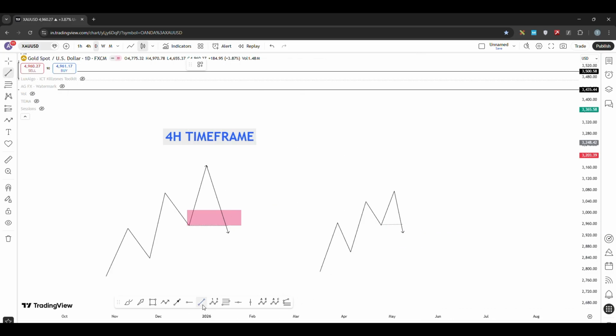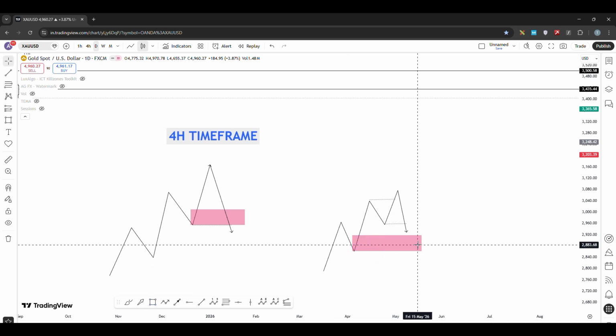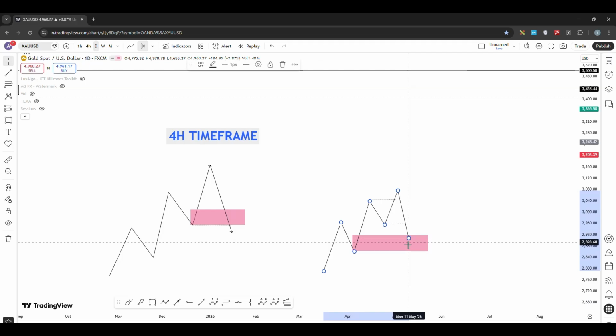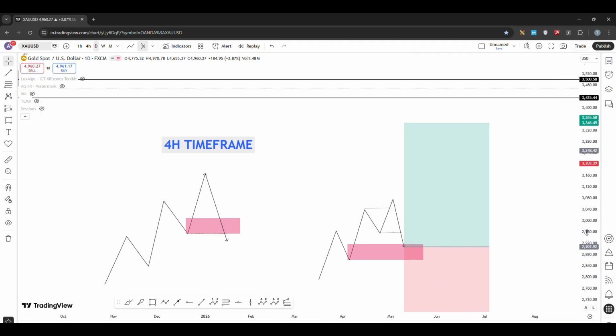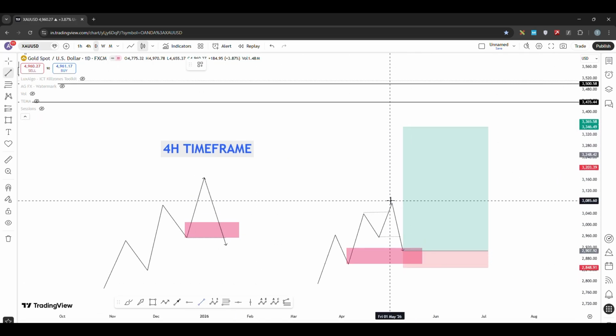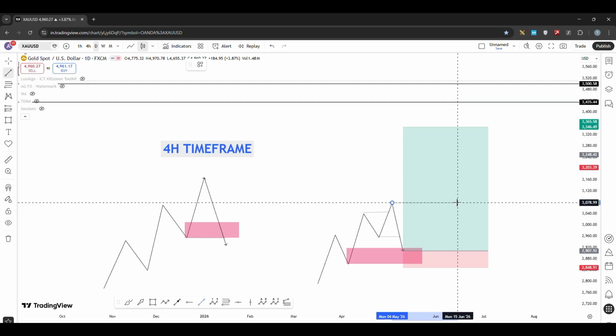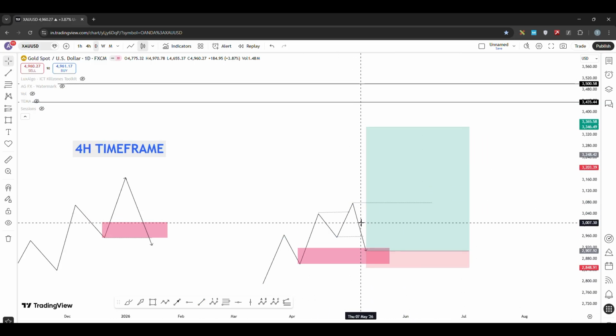But in 4 hour you might see that there was only a wick on the upside, no candle closing, and market dropped. And in the 4 hour you might see an order block over here. So that means now you'll focus on this order block, and from here you'll be looking for an entry. And what will be your target? Your target will now become the 4 hour liquidity, which is going to be this high. Yes, there can also be swing highs over here in the 4 hour.